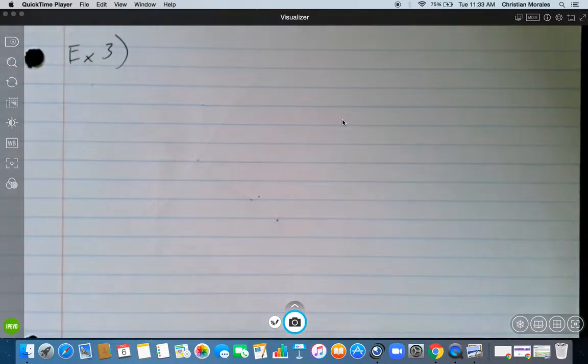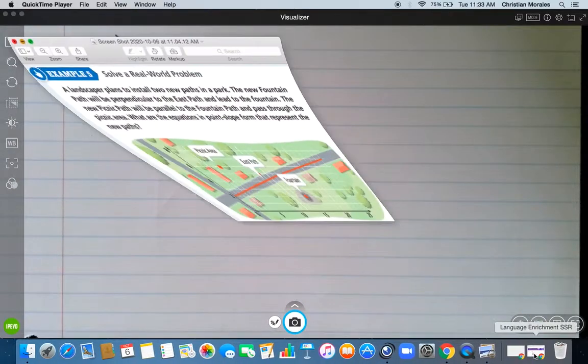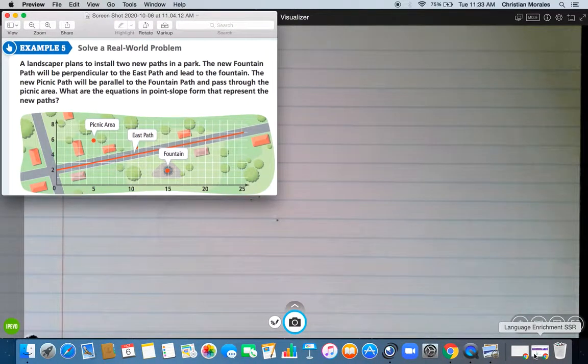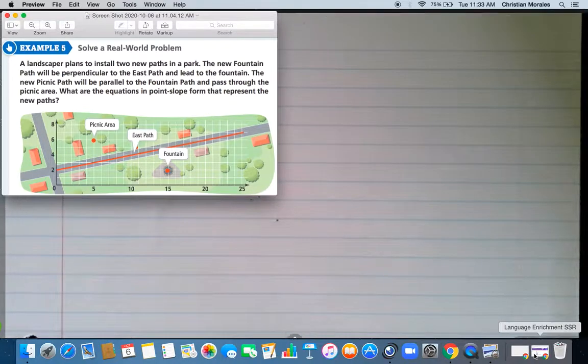And this one is a word problem. So let me have it up on the screen. Okay. So here we have a landscaper plans to install 2 new paths in a park. The new fountain path will be perpendicular to the east path that leads to the fountain. And the new picnic path will be parallel to the fountain path that passes through the picnic area. What are the equations in point slope form for the representations of the new paths?